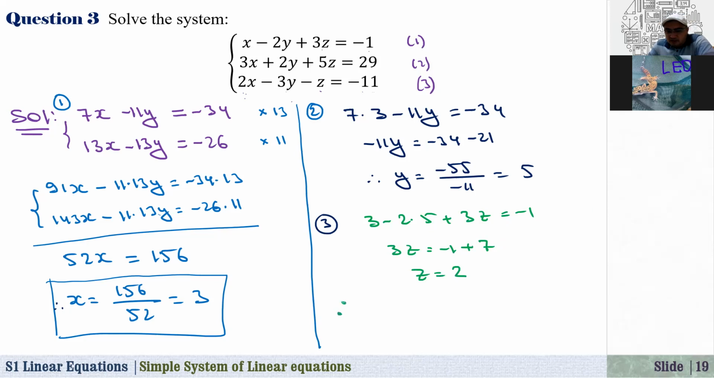So now x equals 3, and y is equal to 5, and z is equal to 2. That's how we solve the system of linear equations.